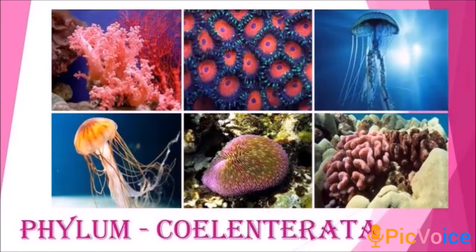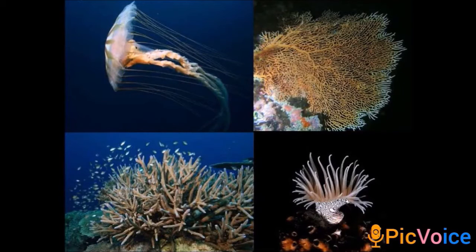Next is phylum Coelenterata or Cnidaria. These organisms are aquatic, that is, they survive only in water, usually in marine water. Some of them also survive in fresh water, but mostly they are marine. They are sessile or free swimming, and they are radially symmetrical, that is, from the central axis, when they are divided along any axis, they can be divided into equal halves.